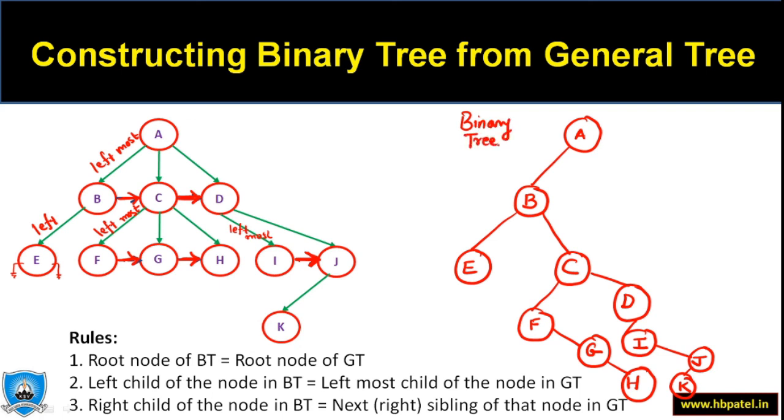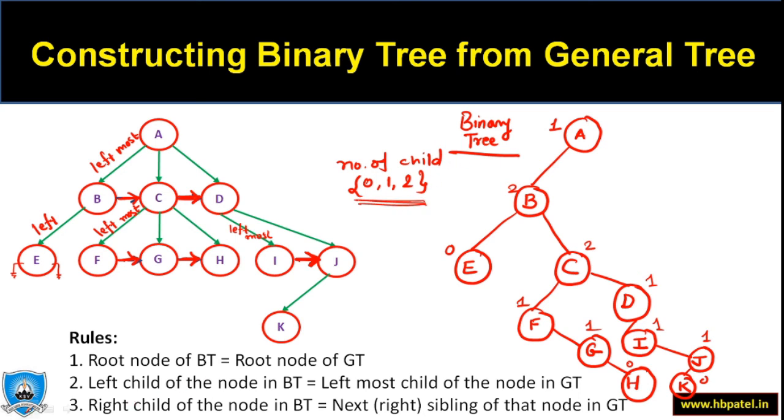And what is the condition of a binary tree? The number of children should be either 0, 1 or 2. It cannot be greater than 2. You can see this: for A the number of children is 1, for B it is 2, for E there is no child, for C there are 2 children, for F 1 child, for D 1 child. So 1, 1, 0, 1 and 0. It lies in the range 0, 1, 2. So this is my binary tree.